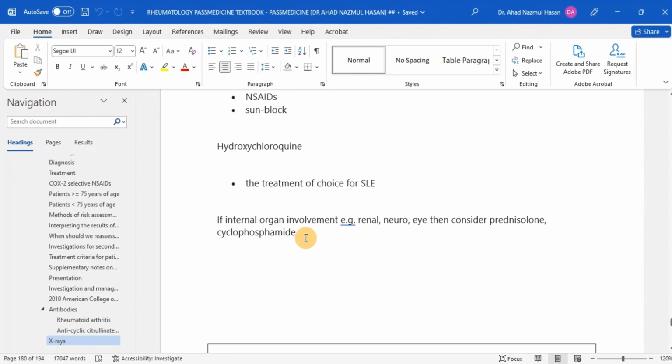Hydroxychloroquine is the first line. If there is renal involvement, this is known as lupus nephritis. What is the initial choice of drug for lupus nephritis? ACE inhibitors or mycophenolate? Yeah, we should go with mycophenolate mofetil. And in life-threatening cases, or if there are features of RPGN, go for cyclophosphamide.